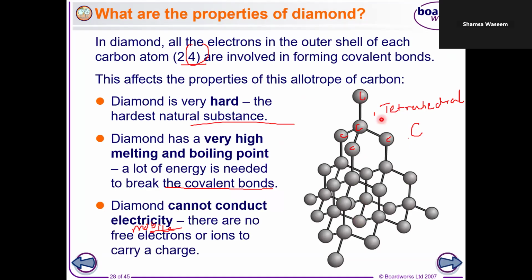Diamond cannot conduct electricity, because there are no mobile electrons or ions to carry the charge.